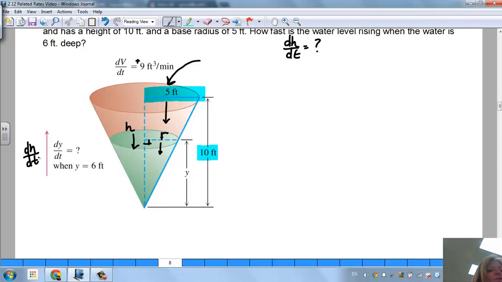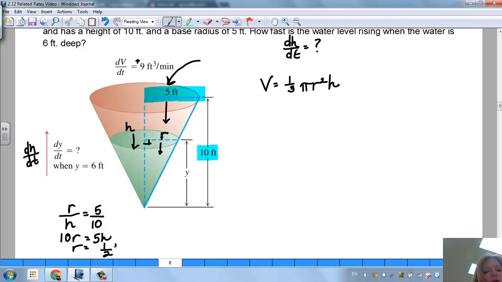Okay? So first, the volume is 1/3 pi r squared h. And again, because this is changing, we want to find dH/dt, so we want to have this whole formula in terms of h. So we're going to set up a proportion of my radius to my height. My radius is 5 feet and the height is 10. We're going to solve for r, so I have 10r equals 5h. So r is going to be 5 over 10 h, or a half of h.